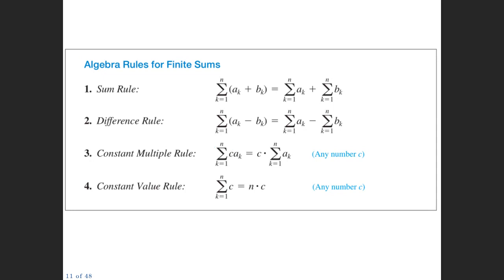The fourth rule is if we're adding a number. If we have c plus c plus c plus c plus c plus c, we just have n lots of c, so just n multiplied by c.